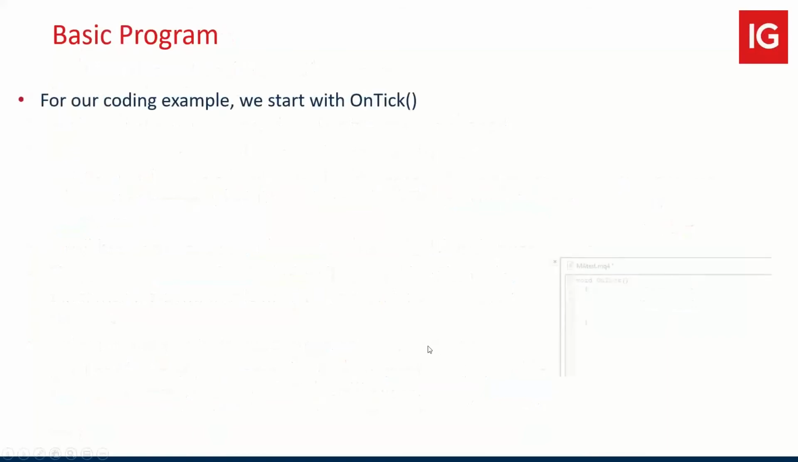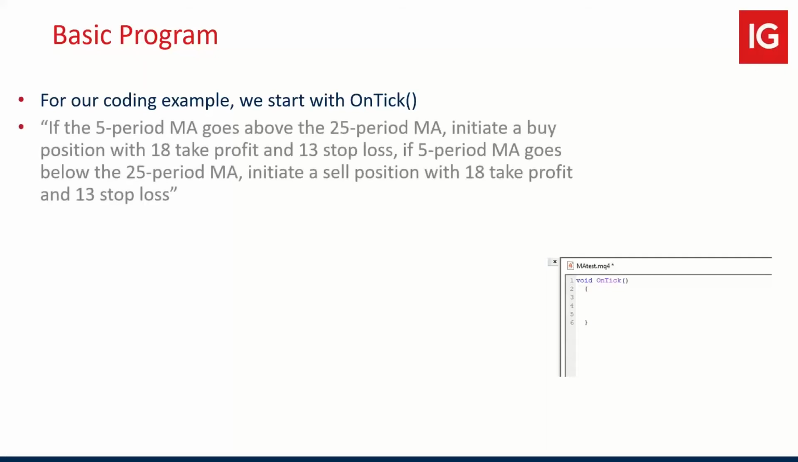So let's go ahead and get to the actual coding. And once again, don't feel intimidated, there's a lot of information here. But the way to start is you need to tell yourself exactly what you want your program to do in very simple layman's terms. So I've taken this example over here, and I just said, if the 5-period moving average goes above the 25-period moving average, I want to buy with an 18 pip take profit and a 13 pip stop loss. And if the 5-period moving average goes below the 25-period moving average, I want to initiate a sell position with an 18 pip take profit and a 13 pip stop loss. So this is what I want to do.